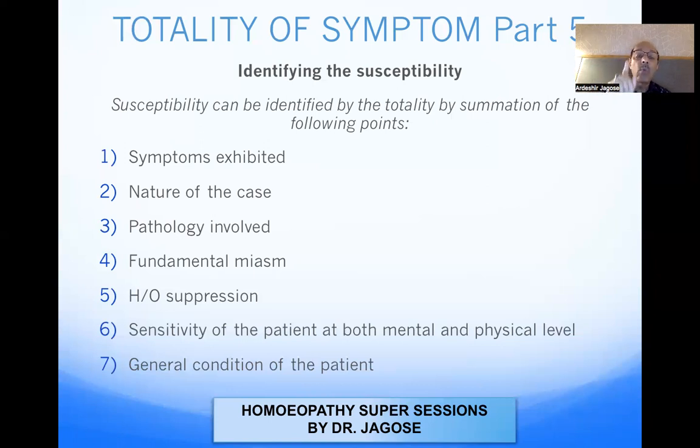So only on 1 or 2 points you cannot judge the susceptibility. It has to be judged on the summation of all the 7 points. So I hope this becomes clear to you how to identify the susceptibility in a patient, especially at the bedside. So when you are in the IPD or when you're in the OPD taking the case, you have to work out the susceptibility on these following points, on the summation of all these points.